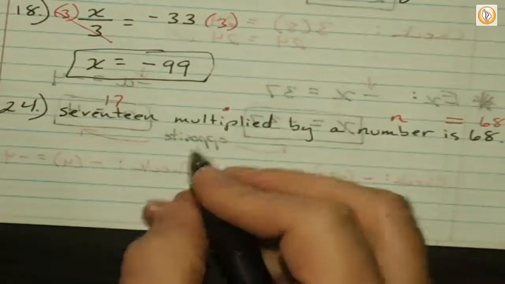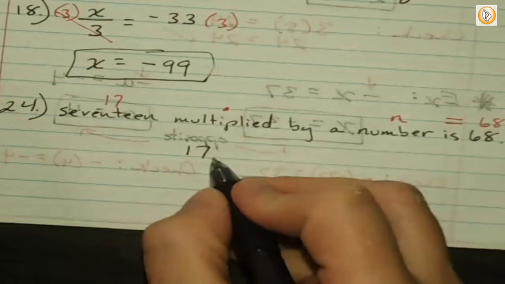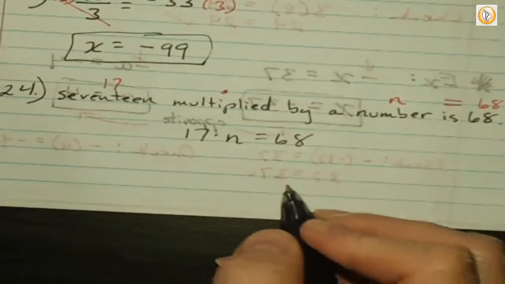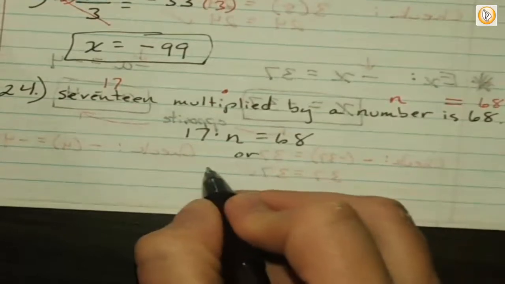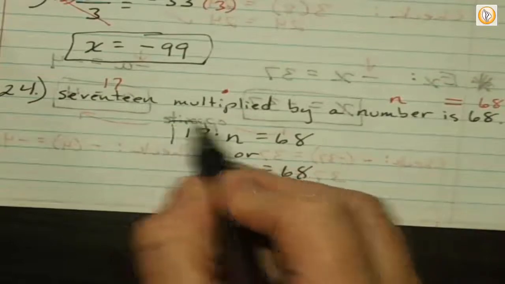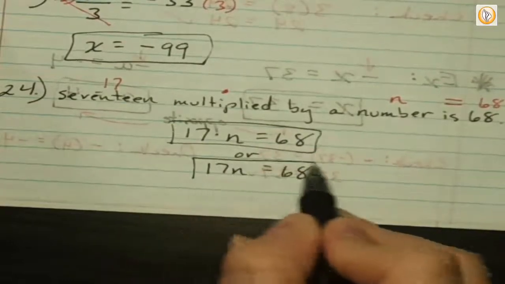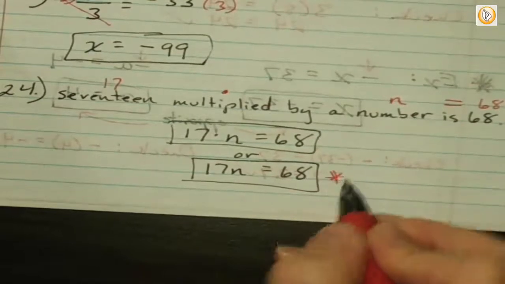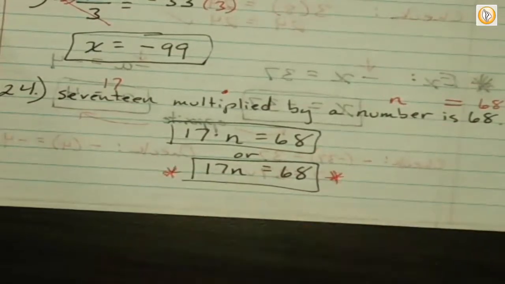So how would I write that? 17 times N equals 68, or 17N equals 68. Okay. Either one is acceptable. This one a little bit more so than the other. But either one is acceptable.